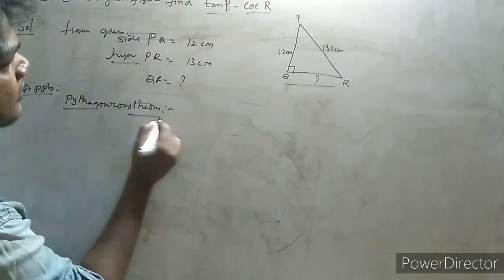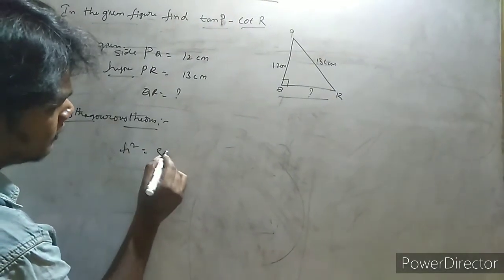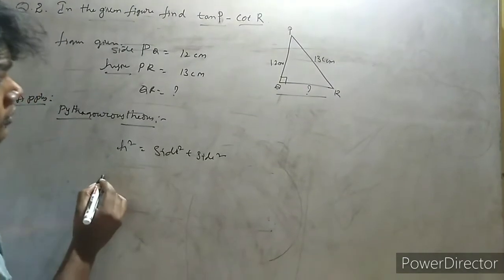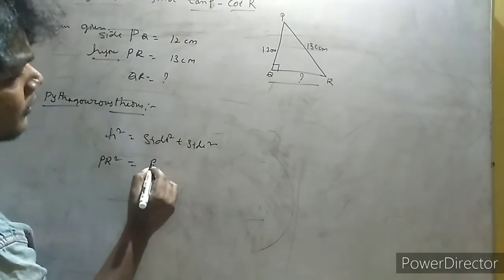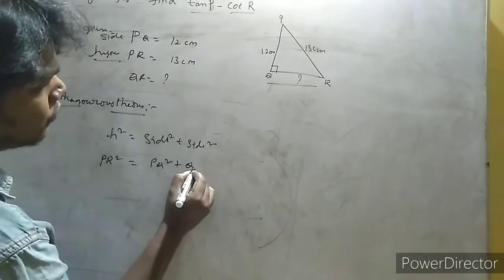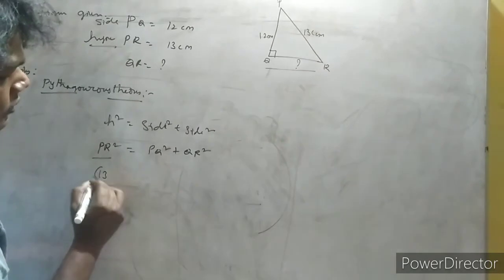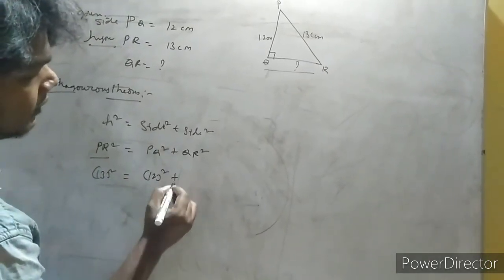The Pythagoras theorem we can apply. That means hypotenuse square equals side square plus side square. Hypotenuse means PR square equals PQ square plus QR square. So PR is 13 centimeters, square, equals PQ 12 centimeters, square, plus QR.